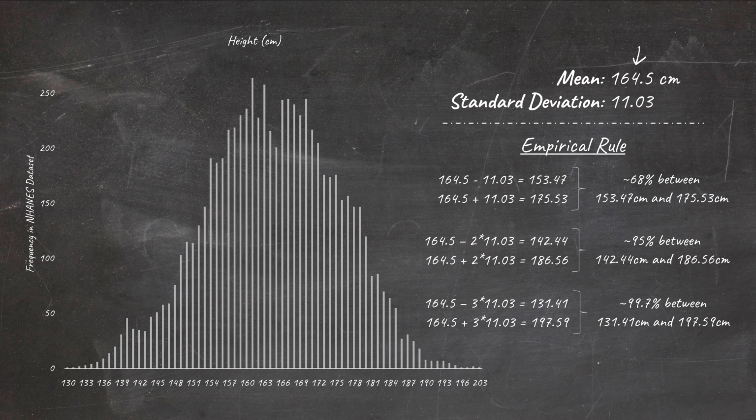So the empirical rule can be really powerful with only 2 numbers, 164.5, the mean, and 11.03, the standard deviation. We can actually say a lot about what the population of people might look like based on our data. And that's really powerful and why the empirical rule is so important.